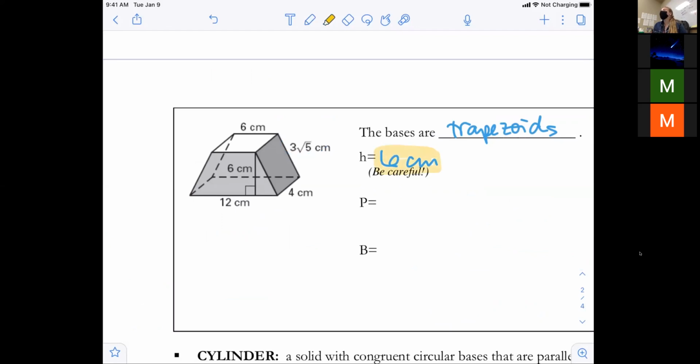Questions on that? Okay. My perimeter is just adding up all my sides. If this is my trapezoid, oh God, that was so bad it made it a rectangle.